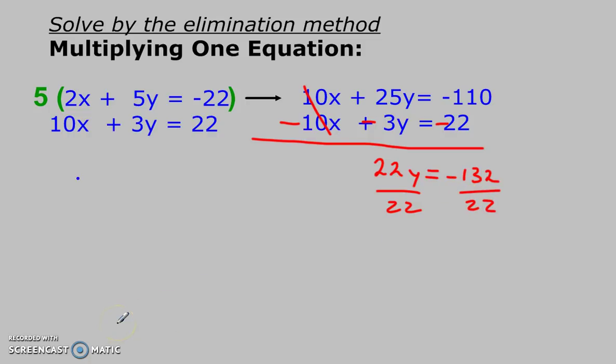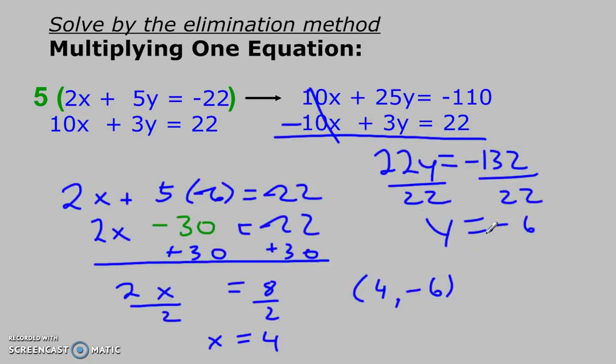And that gives you y is equal to negative 6. And there's your answer. If you plug the negative 6 back into one of these equations, you get x is 4, and there's your ordered pair.